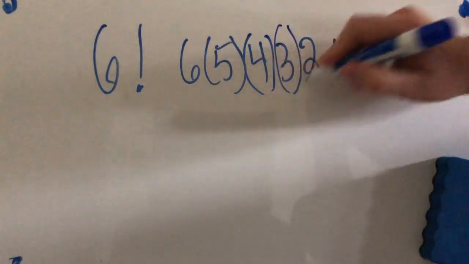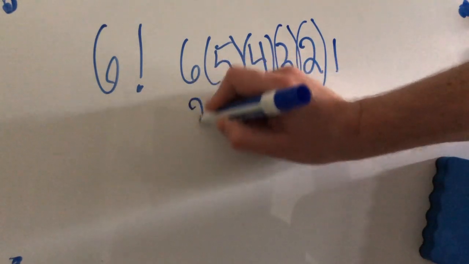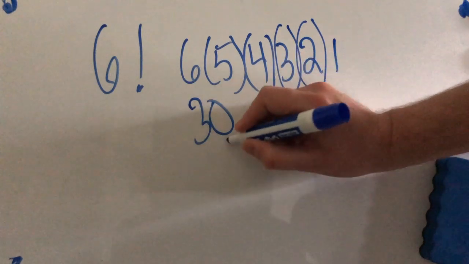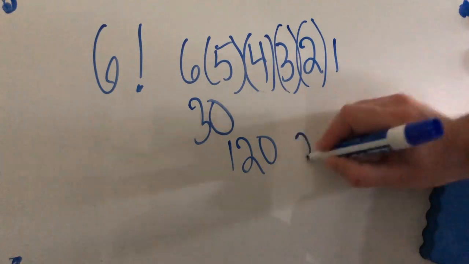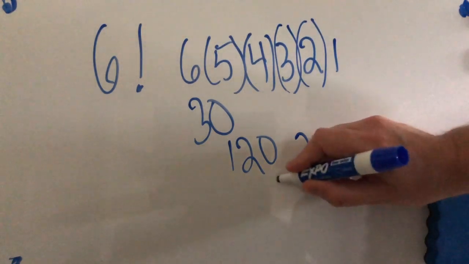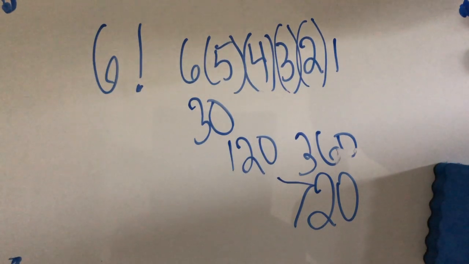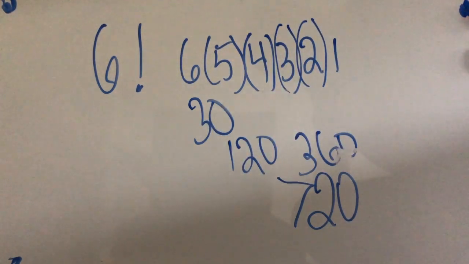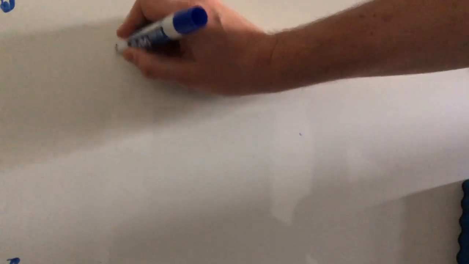And basically, that's going to yield, if we multiply all these together, this is 30. 30 times 4 is 120. 120 times 3 is 360. And 360 times 2 is 720. Okay, hopefully that's pretty easy. Hopefully that makes sense. Now let's get to the other ones here.